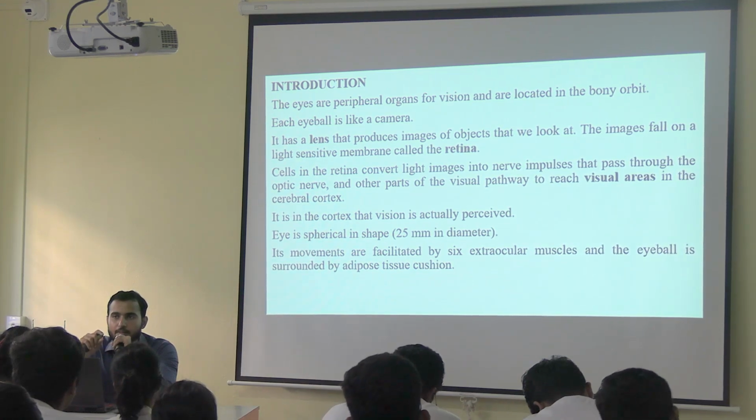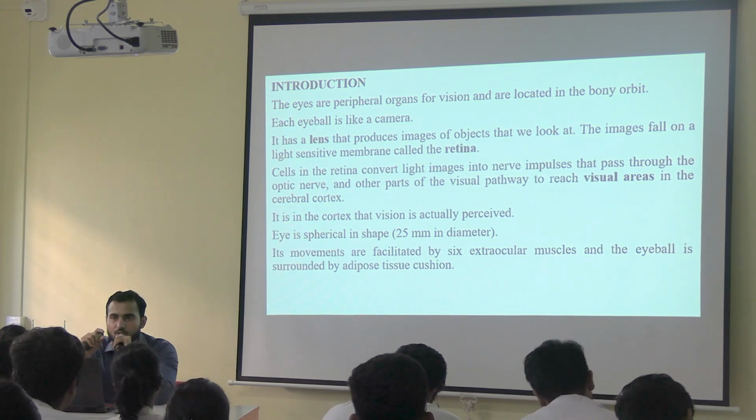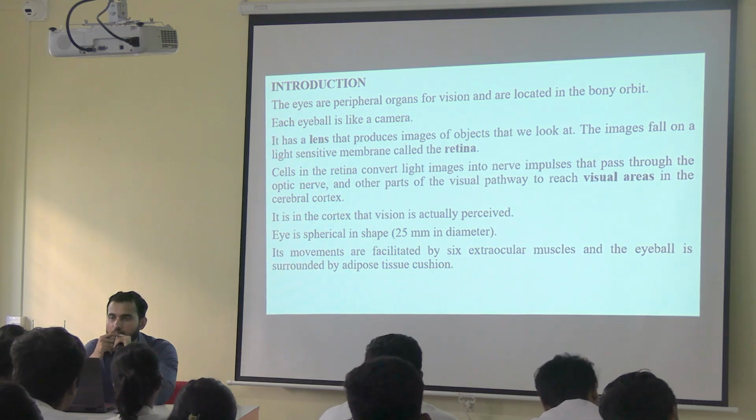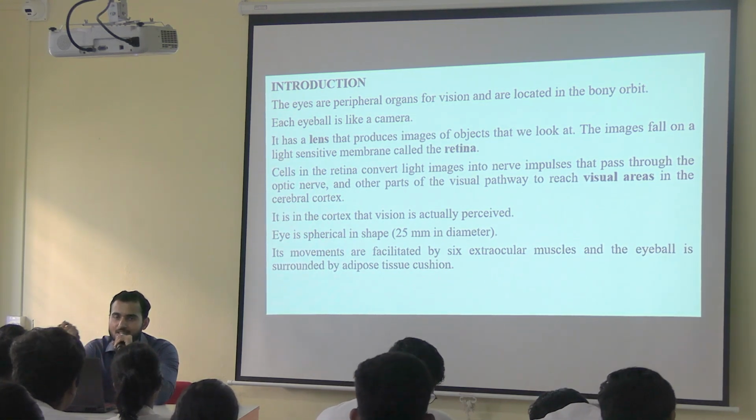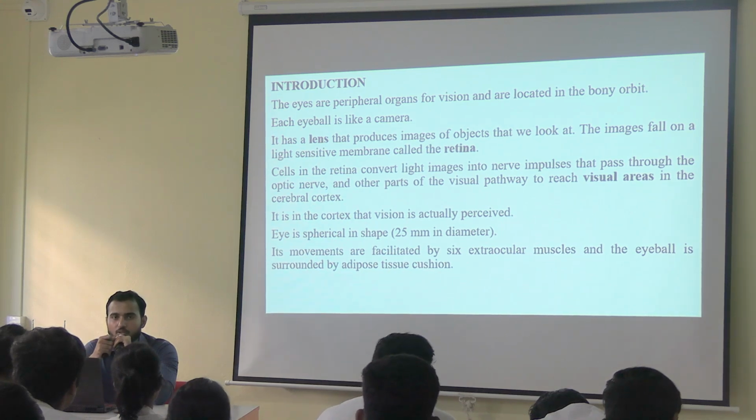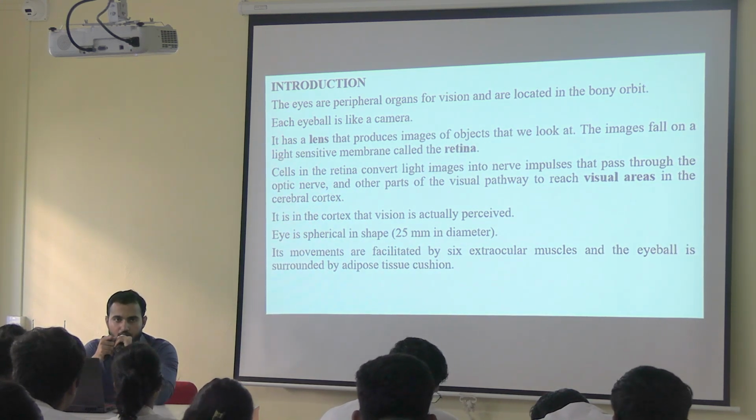So the pathway of the visual impulse is not that simple. It's a very complex pathway. Unless and until the visual impulses reach the visual cortex, you will not be able to see the object.